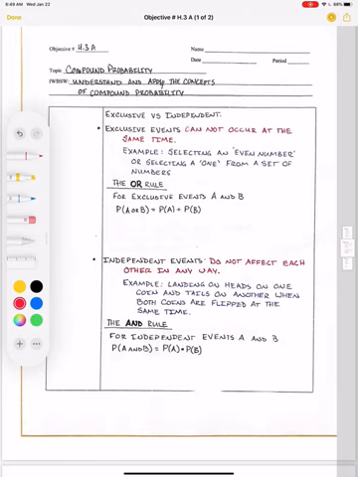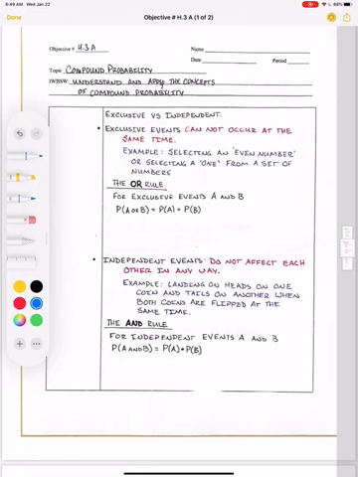Okay, so there are 2 types of events that we're going to be looking at for compound probability. They are exclusive and independent events. Exclusive events cannot occur at the same time. So, for example, if you were to pick an even number and a 1 from a set of numbers, you can't do both because 1 is not even, and an even number would never give you a 1. Okay, so you can't do both at the same time. You're either going to grab an even number or you would grab a 1.